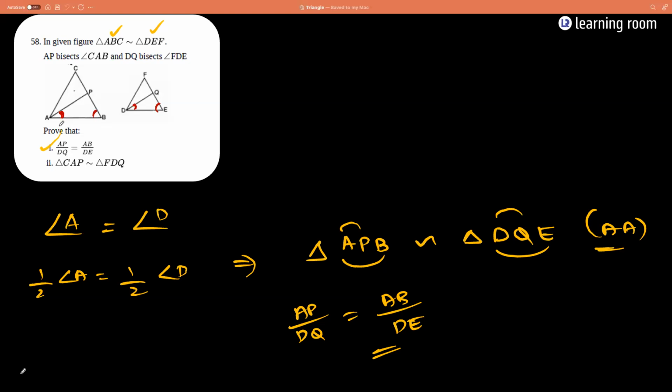Now we need to prove that the triangle CAP, where is CAP? CAP is similar to triangle FDQ. Same logic again. What can you say? This angle and this angle are same. So here it is half of A, here it is half of D. This angle and this angle are already similar because they've given it in the initial case itself. So according to AA criteria, those two triangles are again similar. Clear?